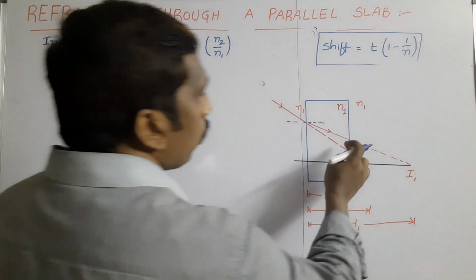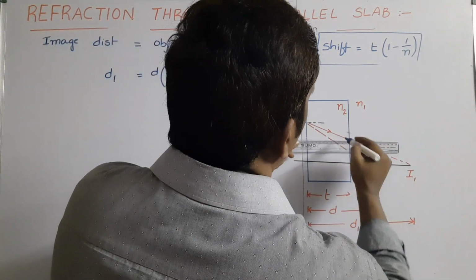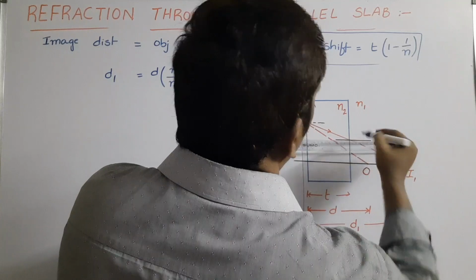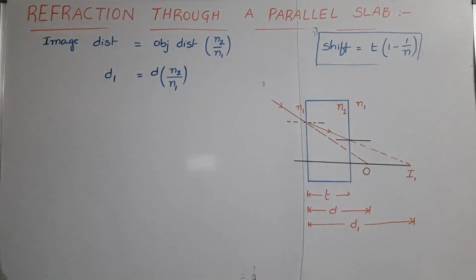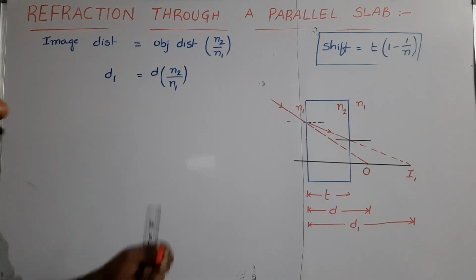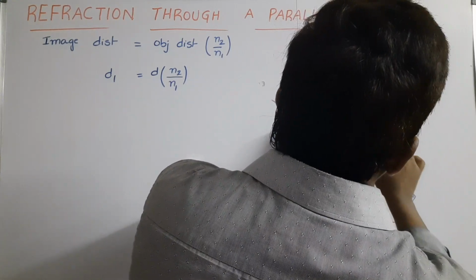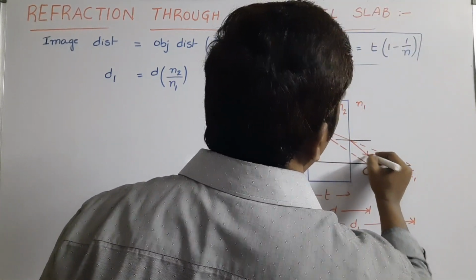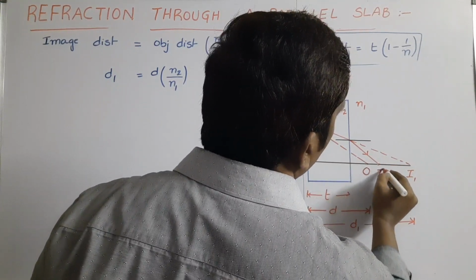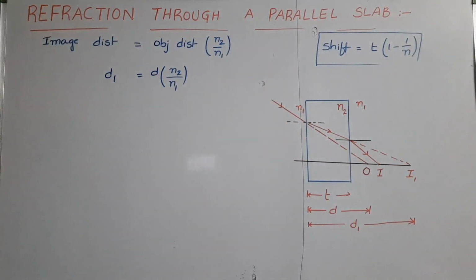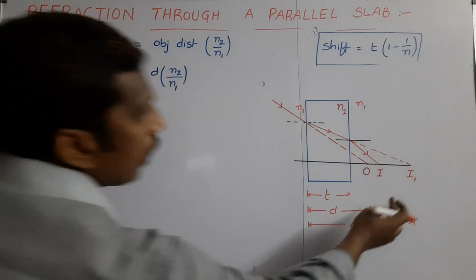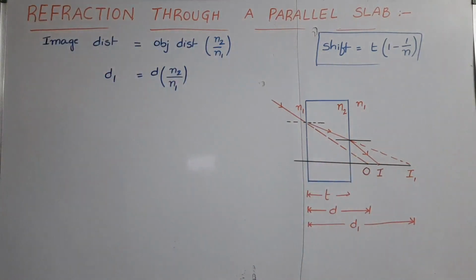Next, again we should draw one normal here. In this case, the light ray travels from denser medium to rarer medium. Denser to rarer, it bends away from the normal. That's why the light ray travels like this, and finally it forms an image at this position. This is taken as I. In this case, this image acts as an object for the second surface, and the final image is formed here from the second surface.